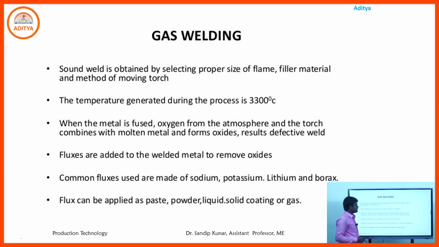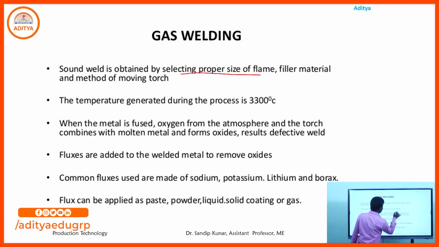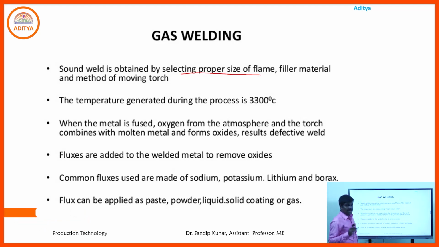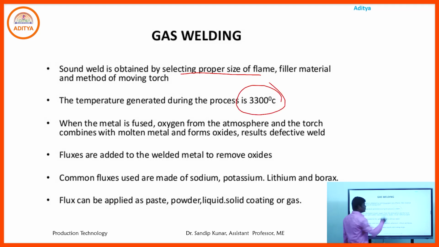In case of gas welding, we have seen that a sound weld is obtained by selecting the proper size of the flame, filler material and method of moving the torch, means leftward welding or rightward welding. Using these things we get a very good weld using gas welding. The temperature generated during gas welding is near about 3300 degree centigrade.